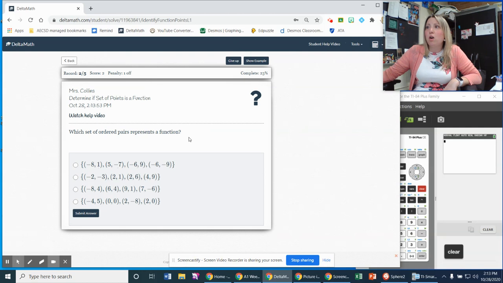Okay. This one, we're looking for the one set of ordered pairs where X's are not repeated. So we're looking for the function. And look, it can't be this one because -6 is used more than once. Can't be this one because 2 is used more than once. And it can't be this one because 2 is used more than once as an X value. So it has to be this, but let's just double check. -8, +6, +9, +7. There we go.